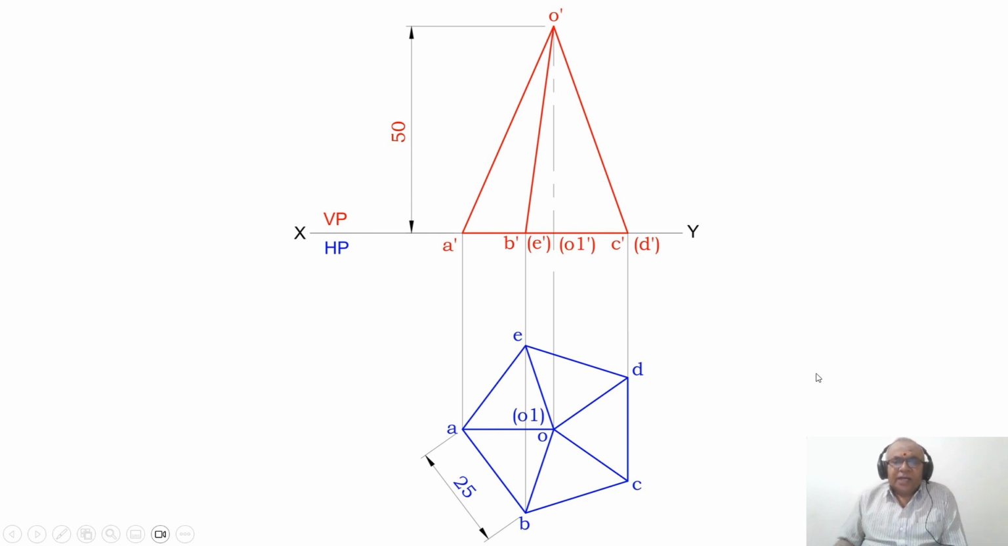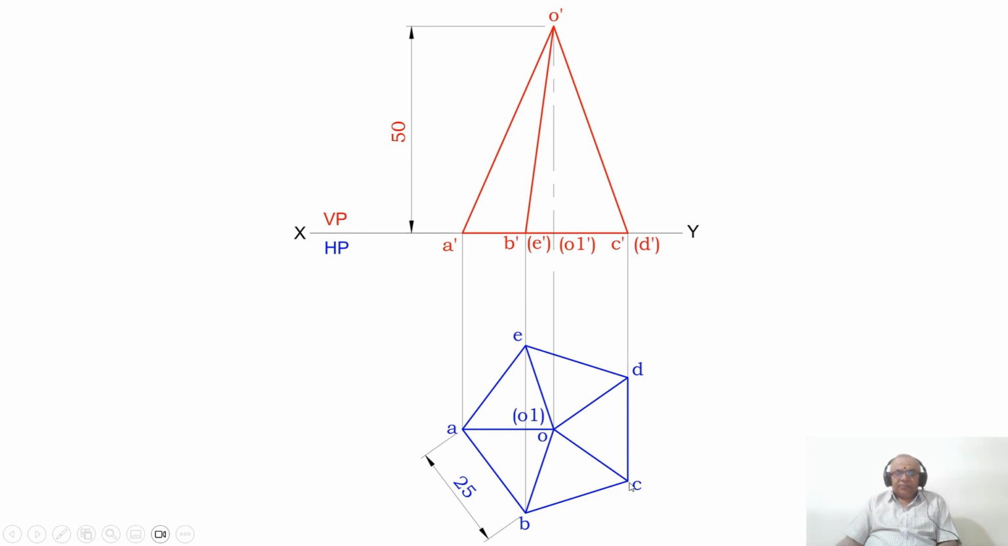Now, once you do that, first I need to draw an XY line and mark VP and HP. Once you do that, you take the pentagon. First we are going to draw a vertical line for the base of 25 mm, and you mark those points as C and D.